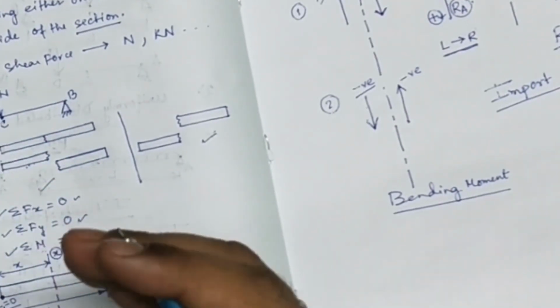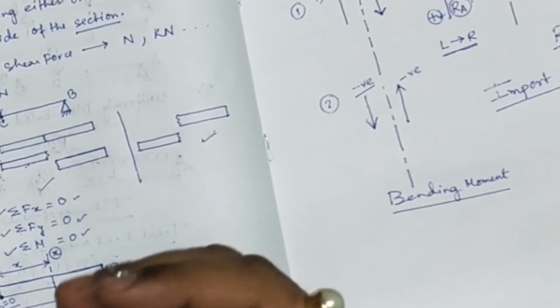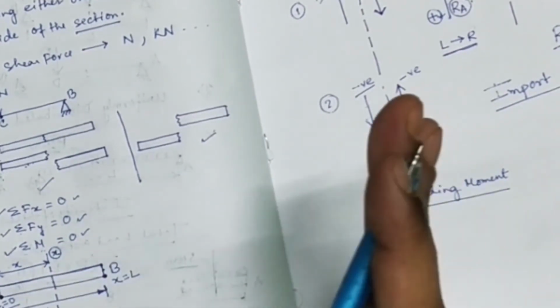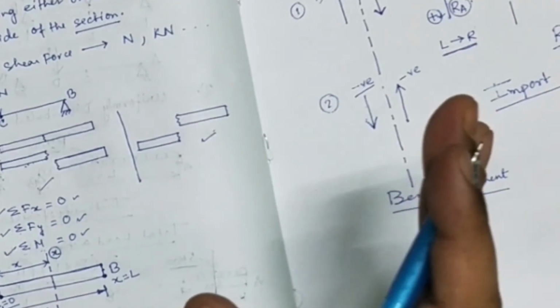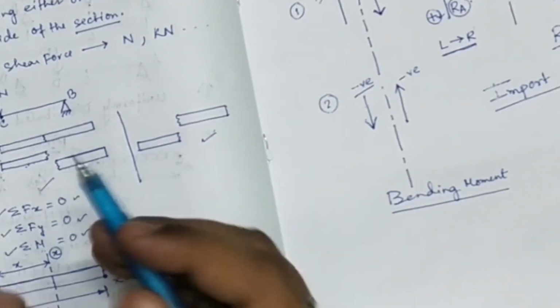That means it may break at a point and there will be shearing action and the beam will be broken into two parts, two or more parts, depending upon how many forces are there. Okay, for this example I have considered that the beam will be broken into two parts.